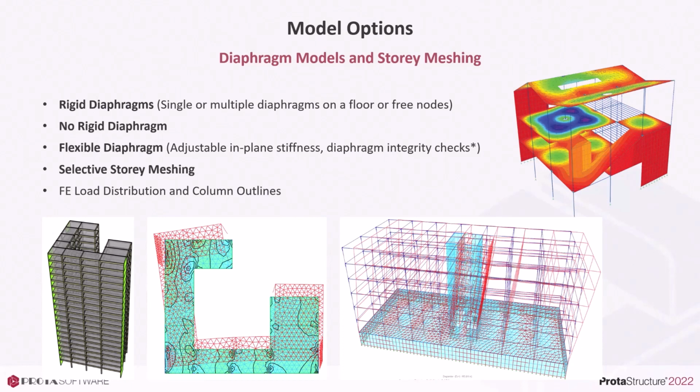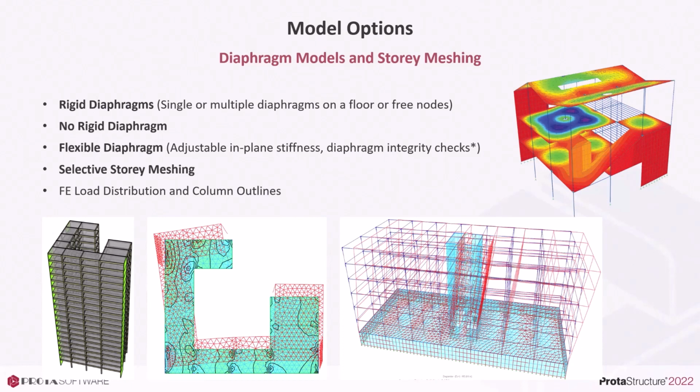If you want to consider the in-plane flexibility of the slabs and other members, you can do so with the flexible diaphragm option. In this case, the floor must be meshed and the rigid diaphragm assumption must be turned off for the particular story. You can even adjust the in-plane stiffness properties of the slabs.